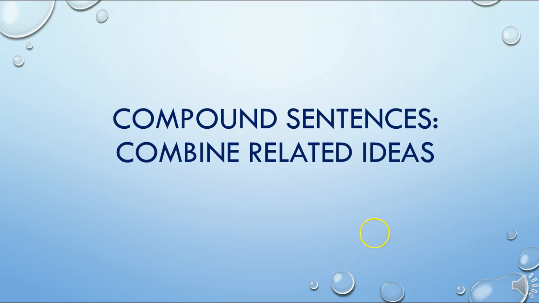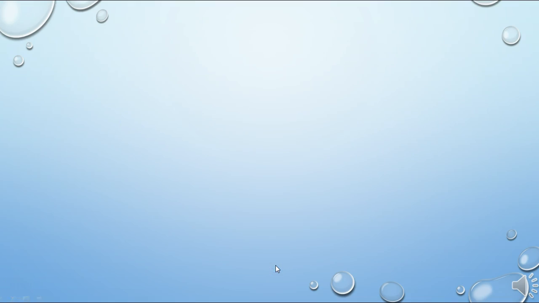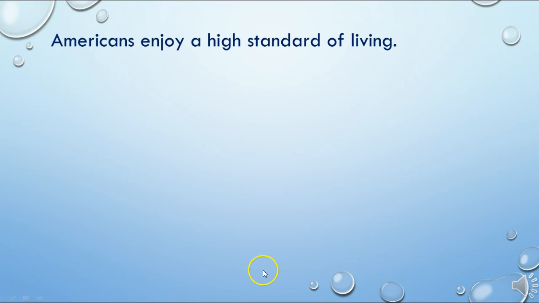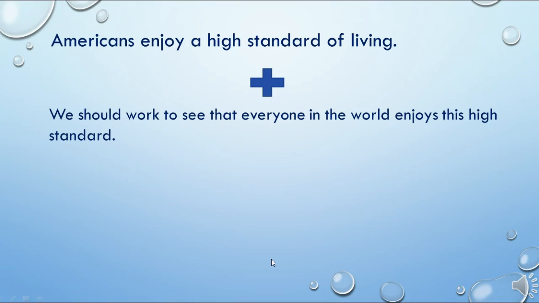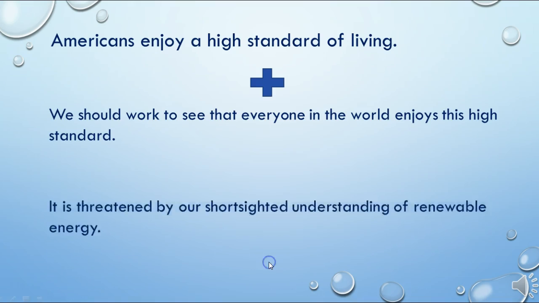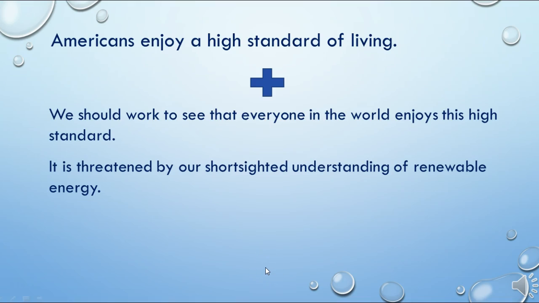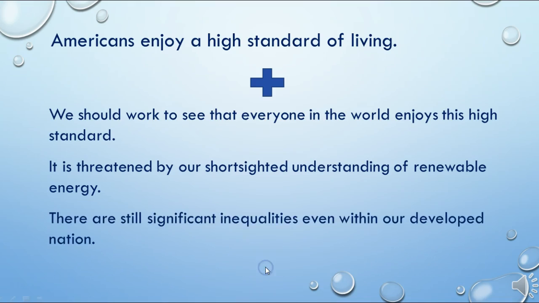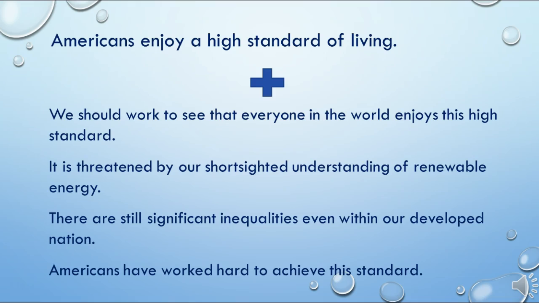All right, let's take a look at compound sentences and how we can combine related ideas. So, for example, we may start with a sentence like, Americans enjoy a high standard of living. And we could combine that with a lot of different interpretations, such as, we should work hard to see that everyone in the world enjoys this high standard. Or, it is threatened by our short-sighted understanding of renewable energy. Or, there are significant inequalities even within our developed nation. Or, Americans have worked hard to achieve this standard. So we'll want to say a lot of different ideas and combine them together in a compound sentence.